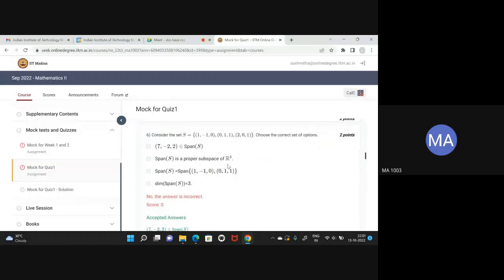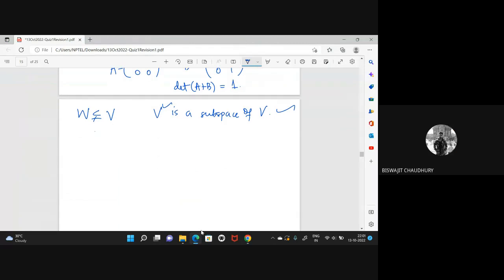Span of S is a proper subspace of R3. If you get span of S equal to R3, it is not going to be a proper subspace, right? First, what does proper mean? A proper subspace means it is a proper subset, and which is a vector space. Ma'am, actually I forgot what a proper subset is. Can you explain that also?